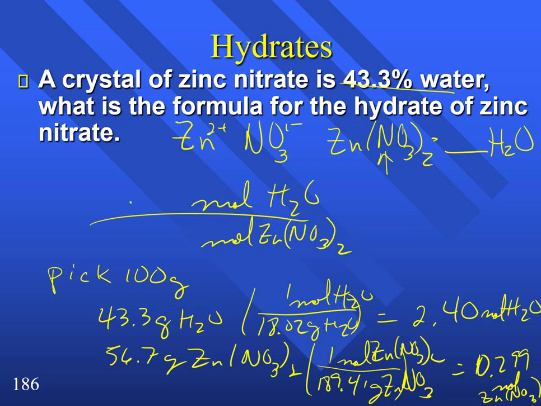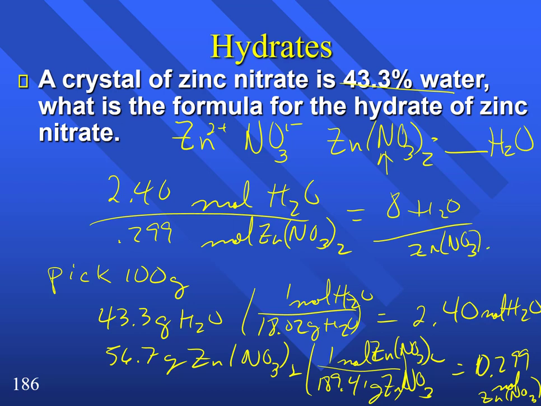So now I can go back up here and that's 2.40 moles of water over 0.299 moles of zinc nitrate. And my calculator gives me 8.02, which is 8. Right, so there's 8 waters for every zinc nitrate. So the number's 8.